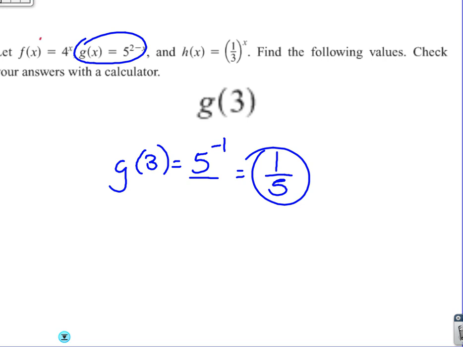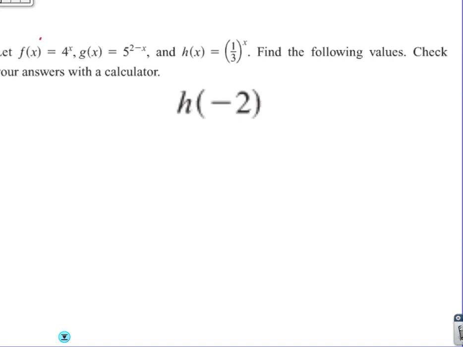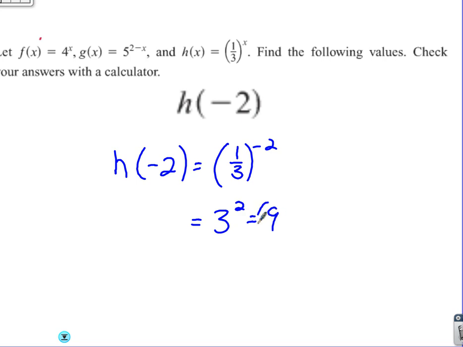And now let's do one with h. H of negative 2. If h of x is 1/3 to the x power, then h of negative 2 would be 1/3 to the negative 2 power. Josh, do you remember what to do when you have a fraction raised to a negative exponent? Good. So that would be 3 to the positive 2, or 9. Any questions on exponential functions there? And all three of those are exponential.